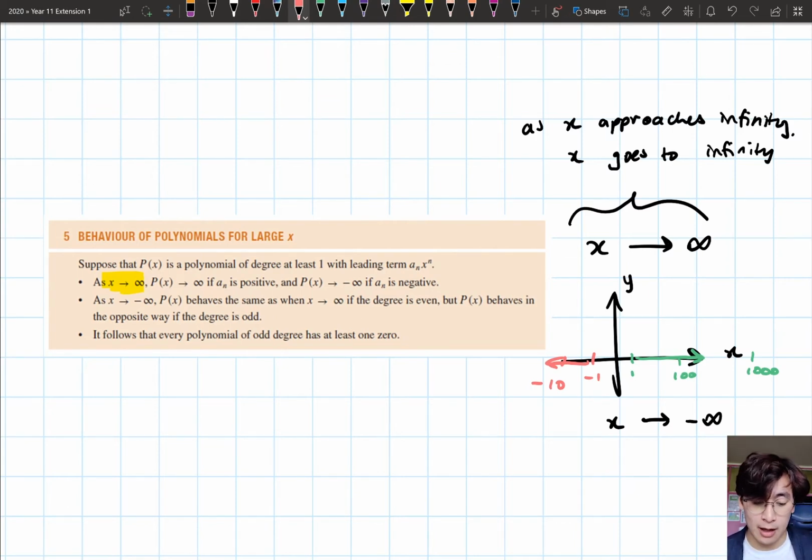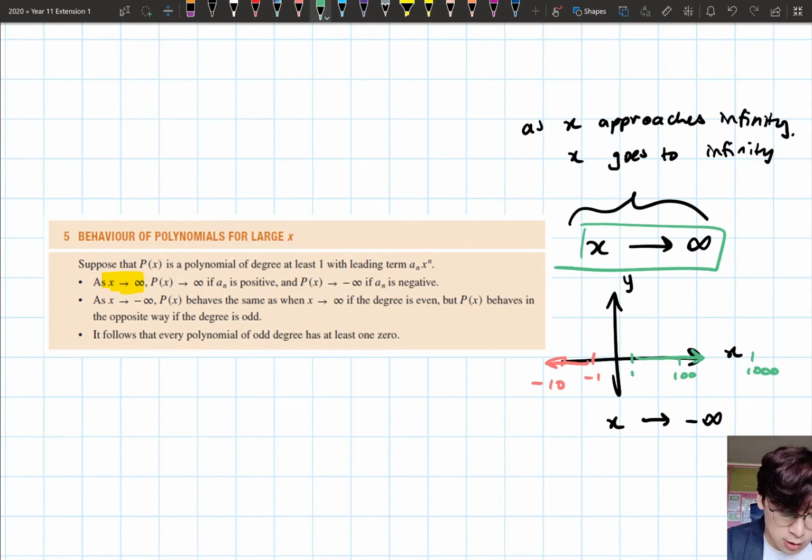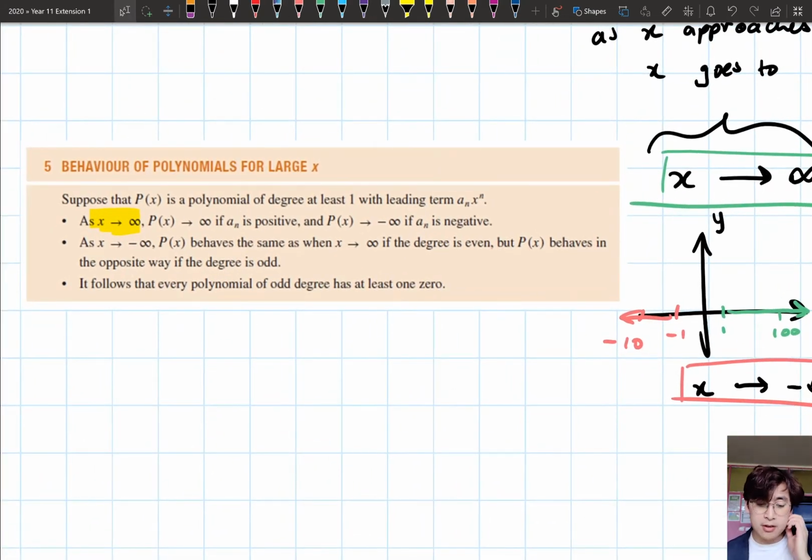And as you keep going further left, that's what happens when x approaches those values. So when you see this notation, x right arrow infinity, it means that as x goes towards infinity, and the other notation is as x goes to negative infinity. Okay, so what happens here? Let's read through this box. Suppose that p of x is a polynomial of degree at least 1 with leading term a n x to the power n. So that's what we had when we looked at polynomial notation. Now this first dot point, as x goes to infinity, p of x goes to infinity if a n is positive, and p of x goes to negative infinity if a n is negative.